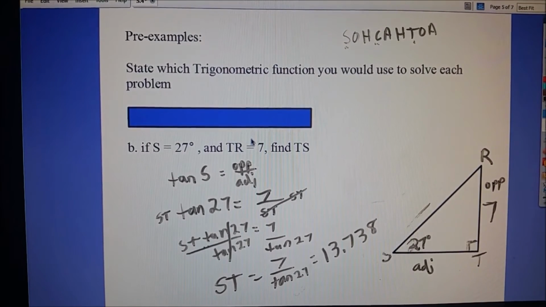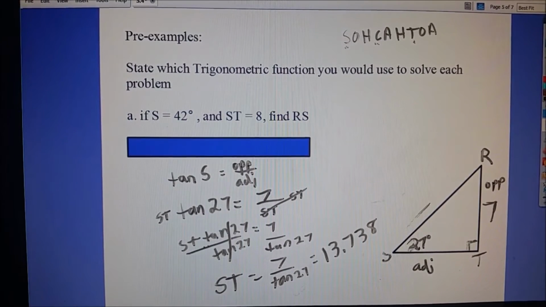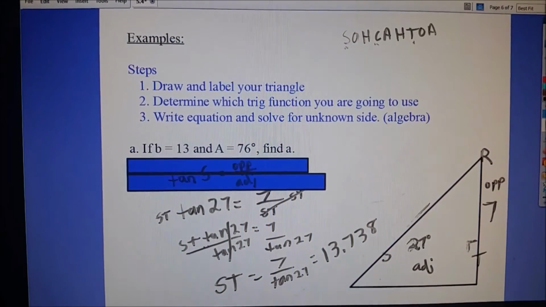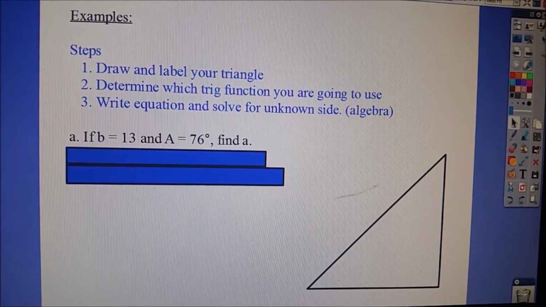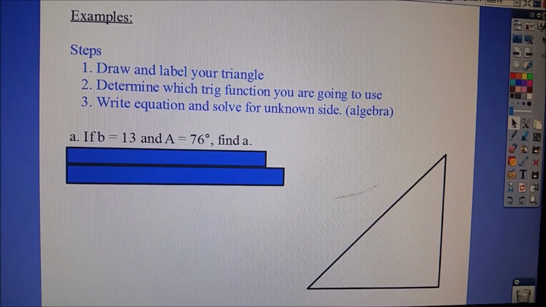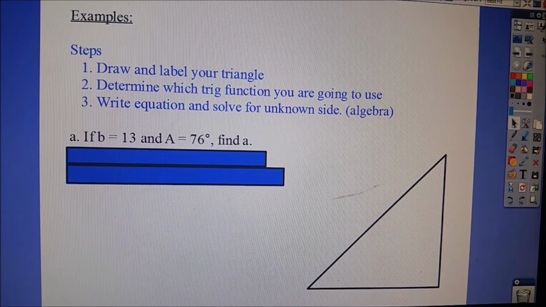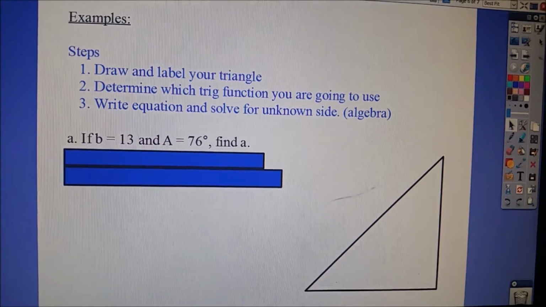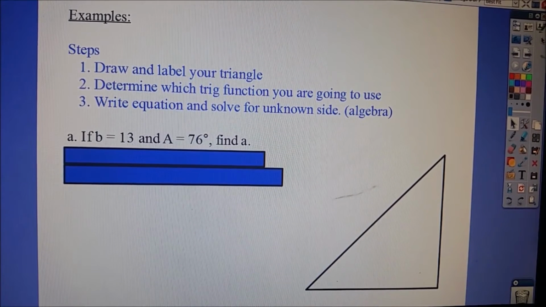Let's go ahead and hop into some real examples that are going to look like your homework problems. Next example, I'm going to go ahead and let you write those steps out. Number 1, you got to draw and label your triangle. Number 2, you got to determine which trig function you're going to use. And number 3, you got to actually use algebra to solve for your unknown side. So for exercise A, we're going to say if B equals 13 and capital A is equal to 76, find lowercase a.